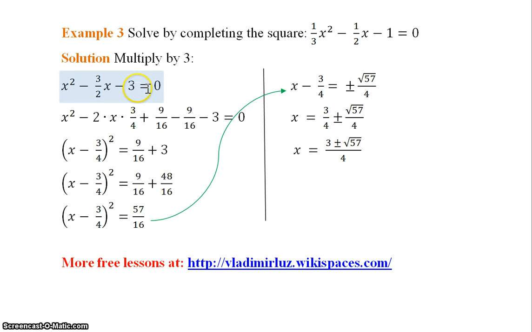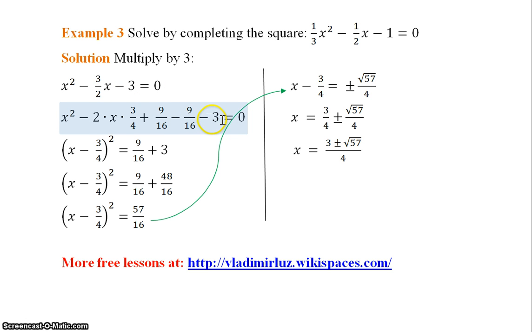Now we can complete the square in the left side of the equation. The square of the first term we have. −3/2 x we rewrite as 2 times x times 3/4. To get the second term 3/4, we divided 3/2 by 2. Then we add the square of the second term and subtract.